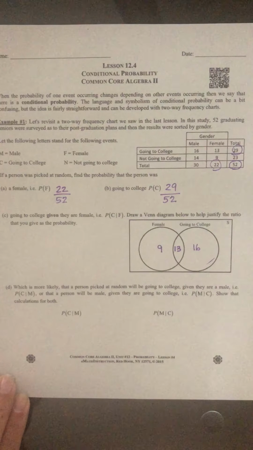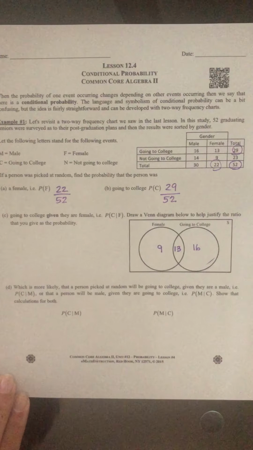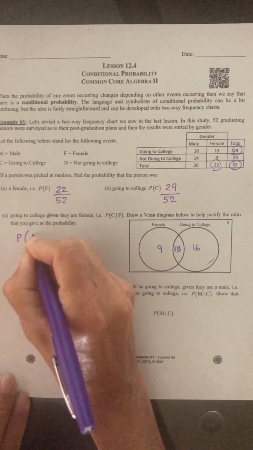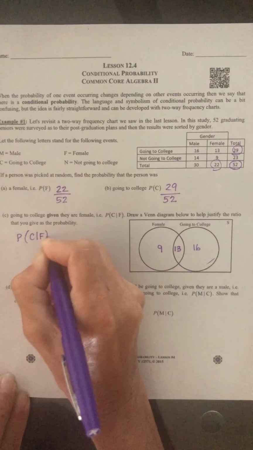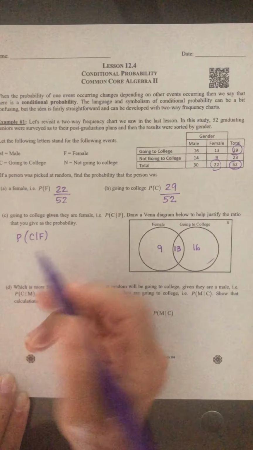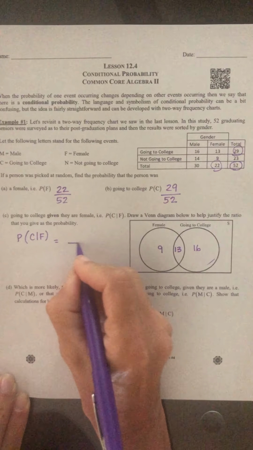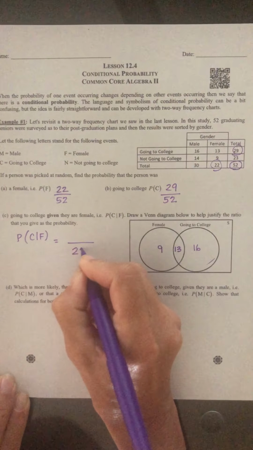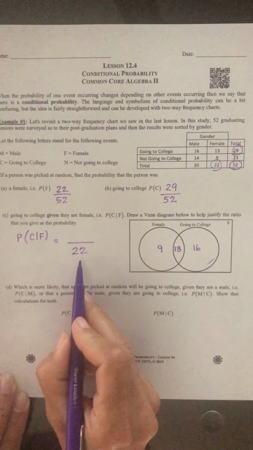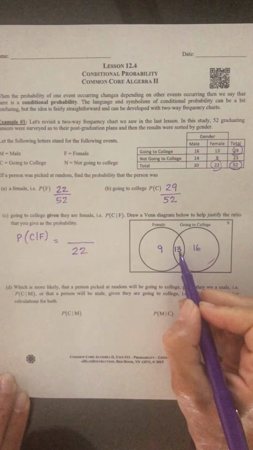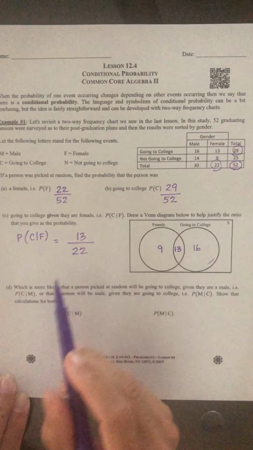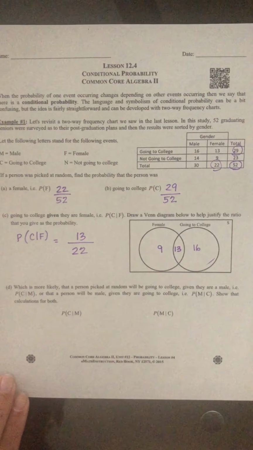Now what we want to do is the probability that you're going to college given you're a female. The number of females is going to be that whole part, so the number of females would be 22. Out of those 22 females, how many are going to college? Well, that's that little number here, 13. So now we've just isolated it, made it a little bit smaller.